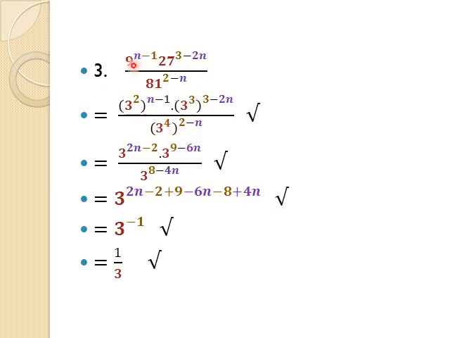Your calculator, if you have a Casio FX82, you can just press 9 equal shift fact, and it will give you 3 to the power 2.